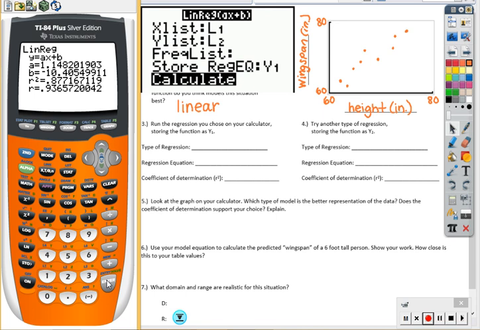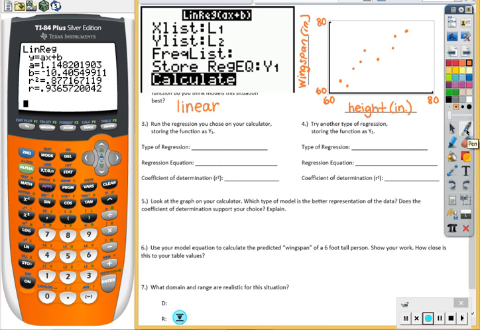Before I started, I turned on my diagnostics. Remember, that's under your catalog. There's directions on page 2, so you make sure you can see your r values. But here's what I have. I've got my y equals mx plus b ready to go. The type of regression I ran was a linear regression.